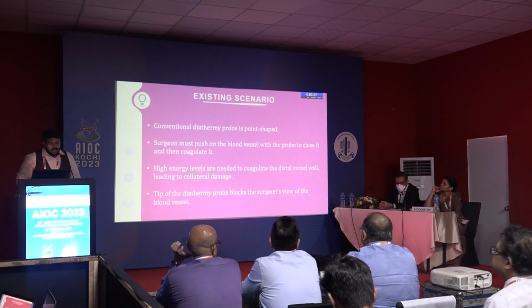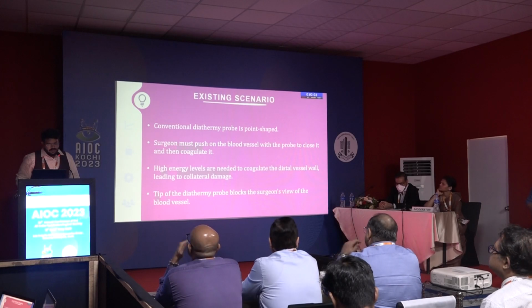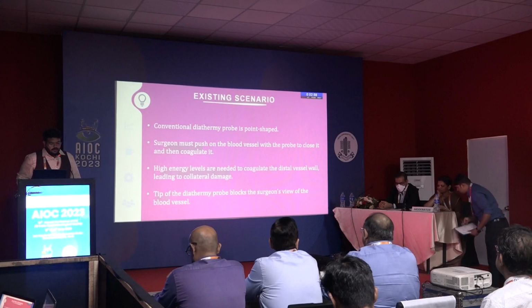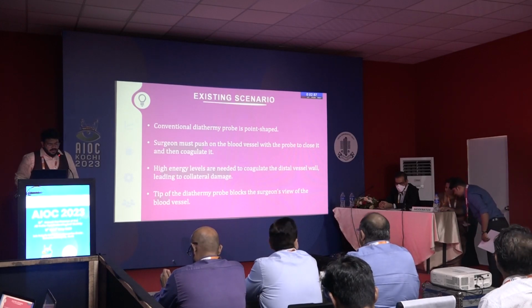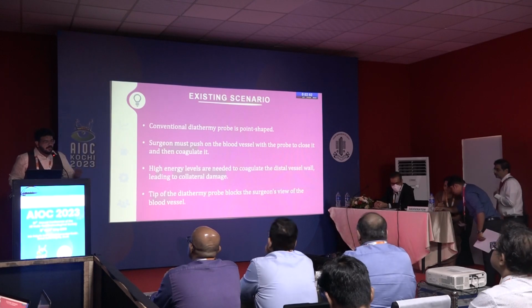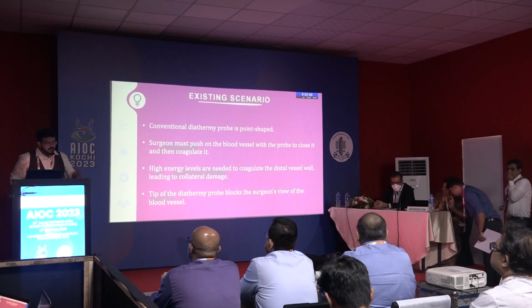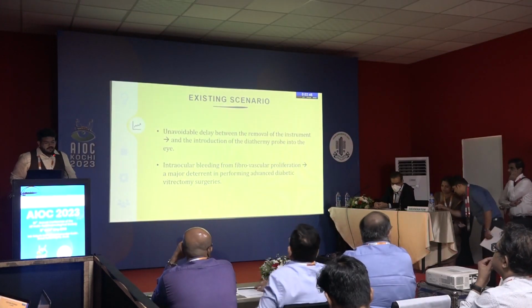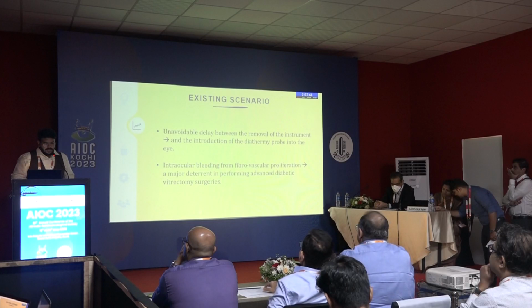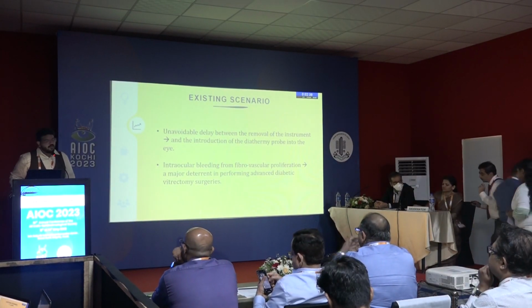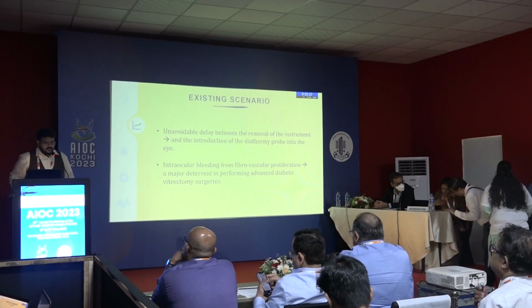So the conventional diathermy probe is point shaped, as you saw in the video. The surgeon must push on the blood vessel with the probe to close it and then coagulate it. High energy levels are needed and often it leads to collateral damage. And the tip of the diathermy probe sometimes can block the surgeon's view of the blood vessel. So you are not seeing actually what you're cauterizing because the tip can block it. And this unavoidable delay when you change the instrument can cause excess bleeding inside the eye. So this is a major deterrent in performing advanced diabetic vitrectomy surgeries.